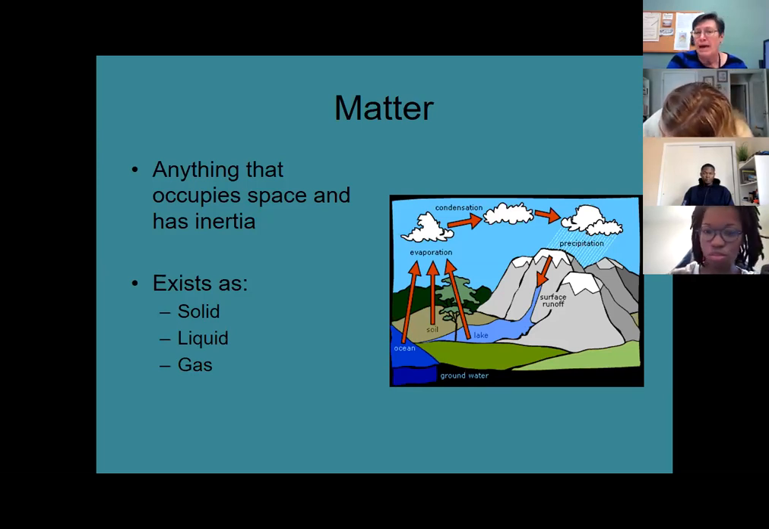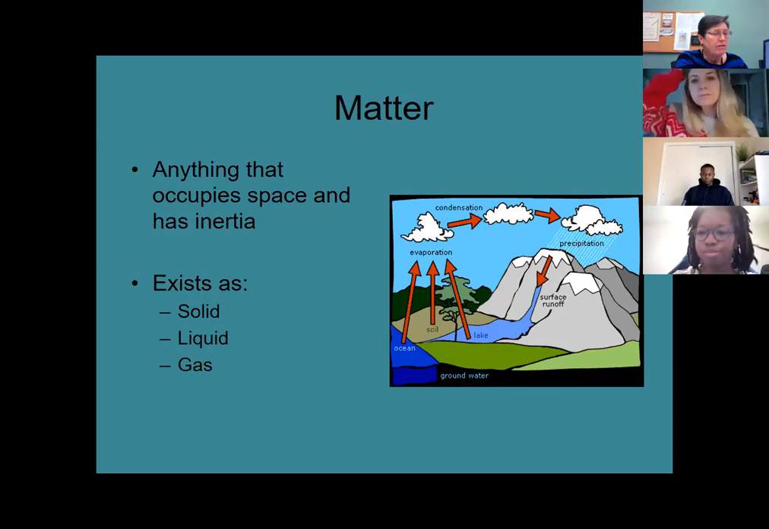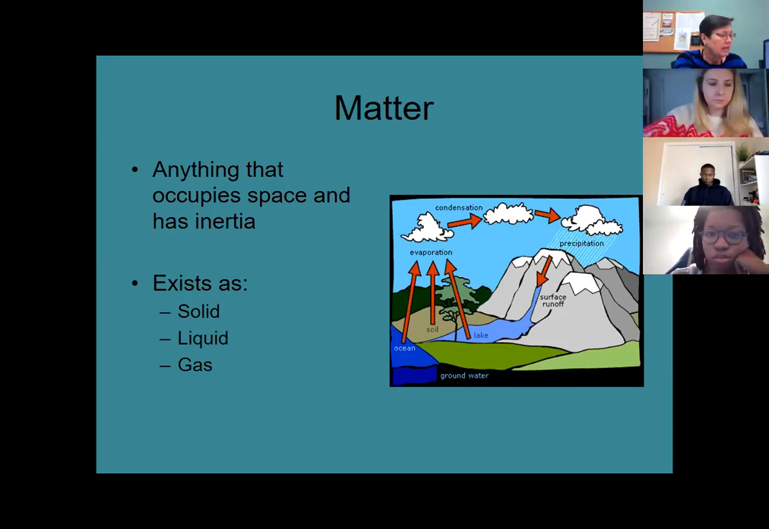Generally, when we think about matter, we think about the states of matter, how they exist. And matter exists in either solid, liquid, or gaseous states. So for example, it's always good to use water as an example, because water in its typical form is liquid. If we freeze water, it becomes a solid. If we heat water, it becomes a gas.